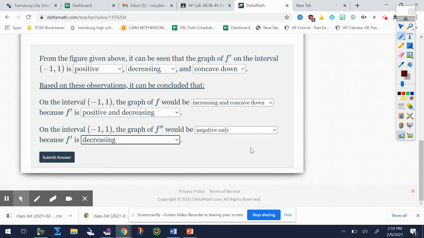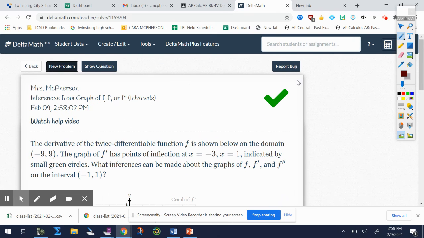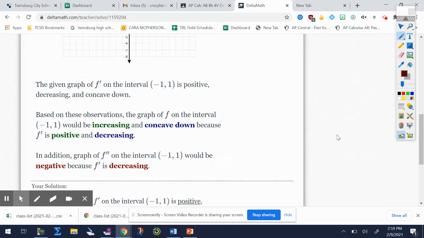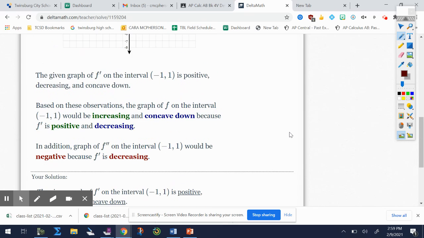I feel like I might have more stuff to say on that one. I'm going to try to submit it, and if it's not right, I'll go back. Oh, there we go. I guess not. And then it'll go through and explain to you everything else that we know.